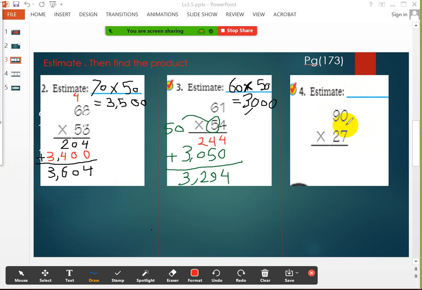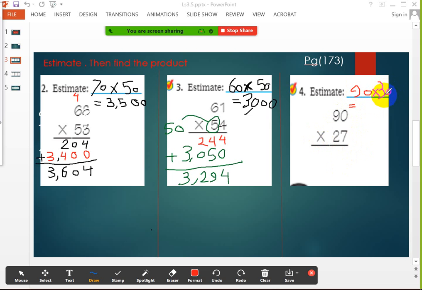90, if you round it, it will be 90. It will be the same. And 27, if I want to round it, before the tens I have 7. 7 is less than 5, or sorry, greater than 5. That means I will add 1 to the tens, so it will be 30. Now 90 multiply 30.